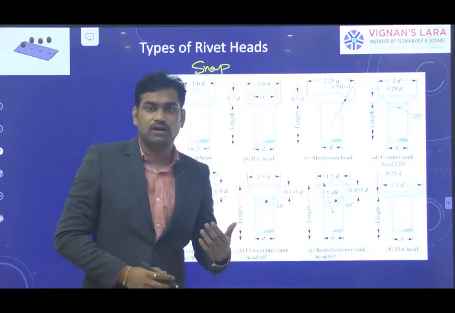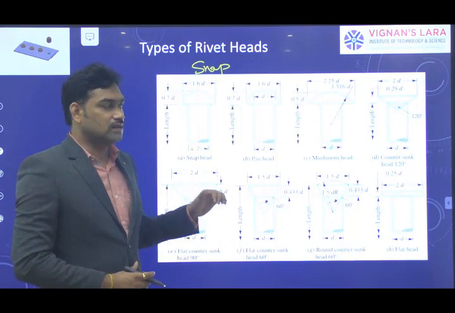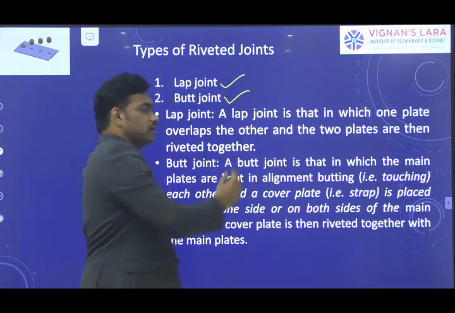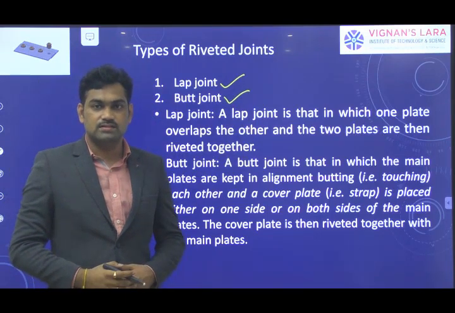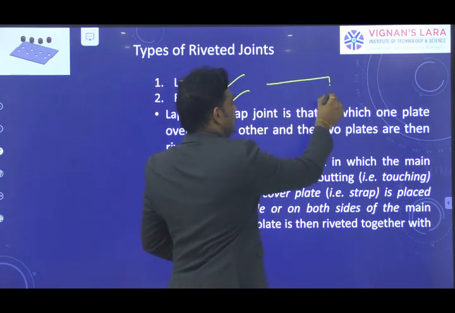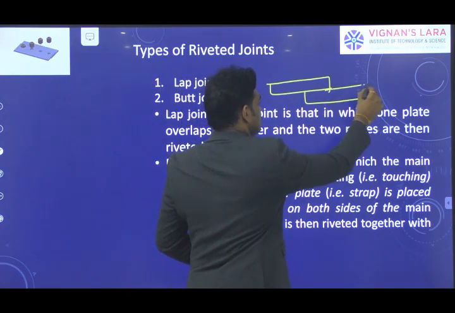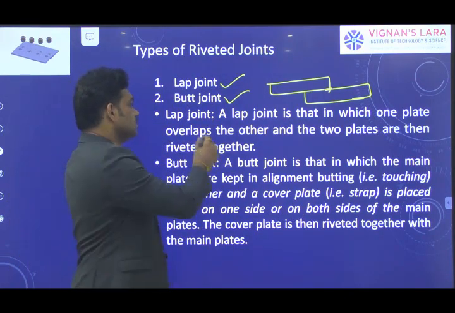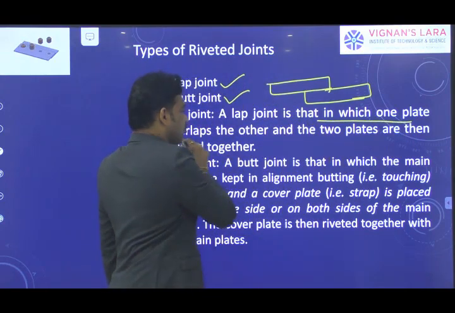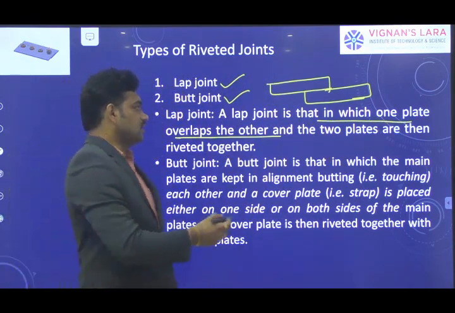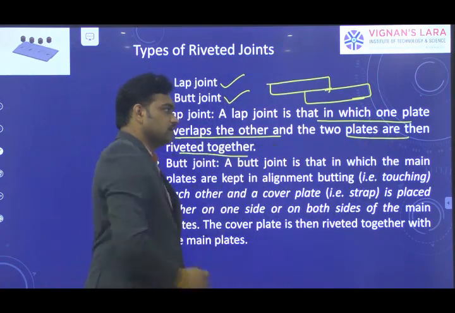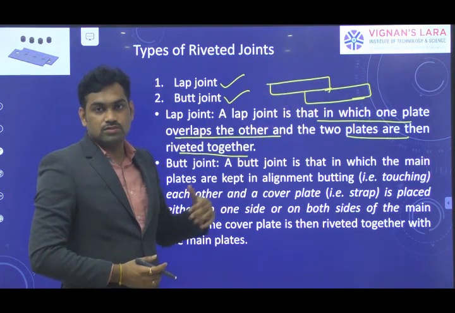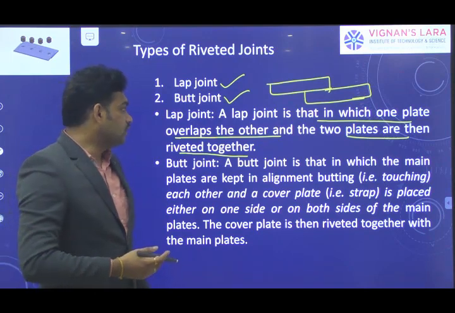After that, there are different types of riveted joints. The generally observable joints are the lap joint and the butt joint. We know that in a lap joint, the two machine components are arranged so that one is placed over the other. In a lap joint, one plate overlaps the other plate and the two plates are riveted together. That type of joint we call a lap joint.